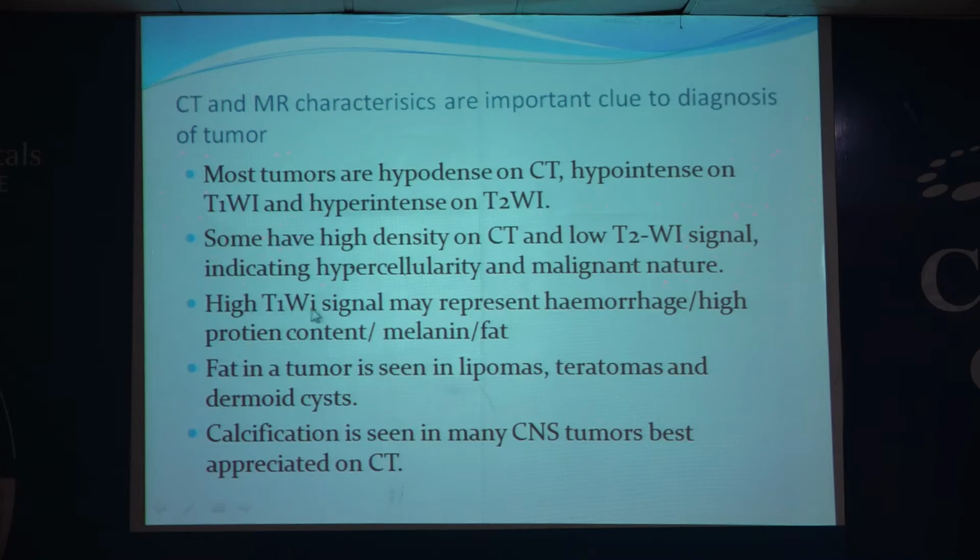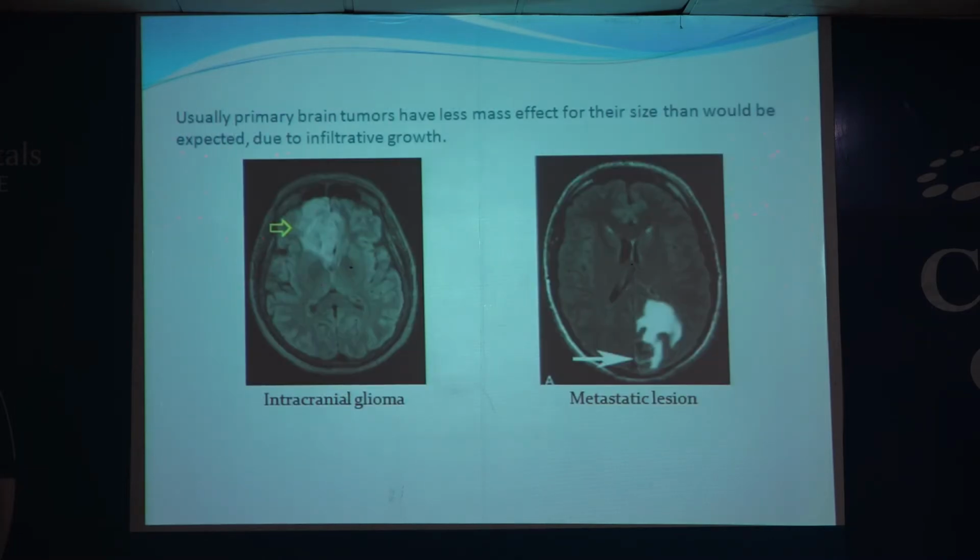Now when a signal is high on T1, we should think of hemorrhage, high protein content, melanin, and fat. Once fat is there in the tumor, we have to think about lipomas, teratomas, or dermoid cysts. And calcifications can be seen in tumors like oligodendrogliomas, craniopharyngiomas, meningiomas, etc.